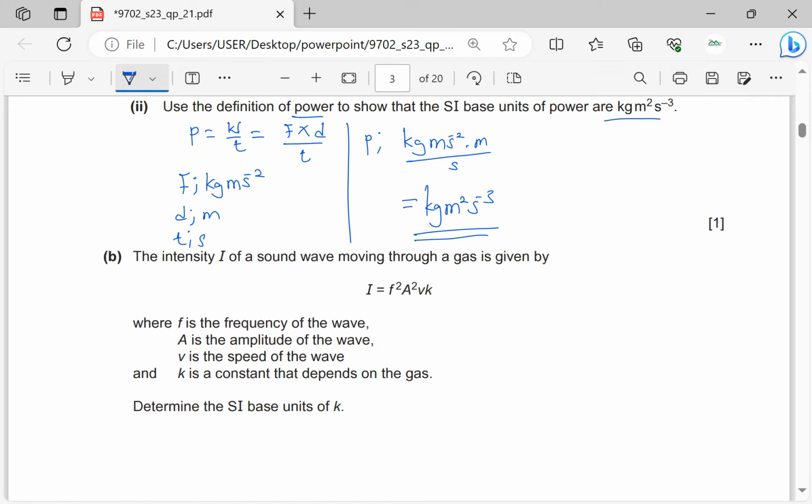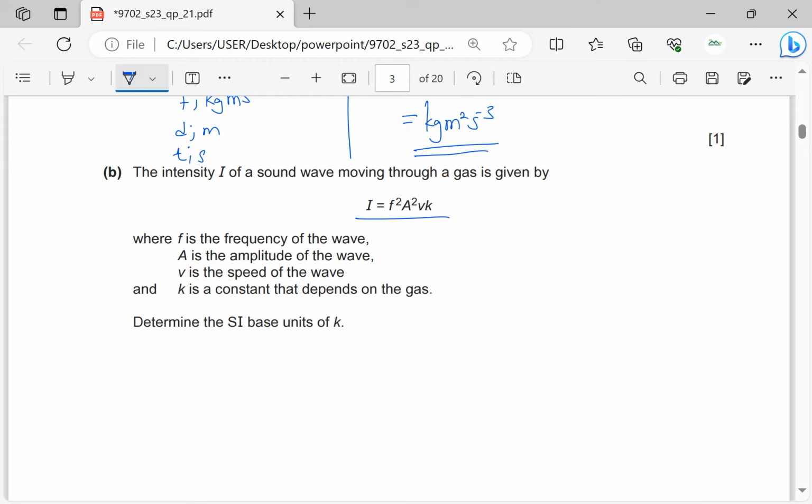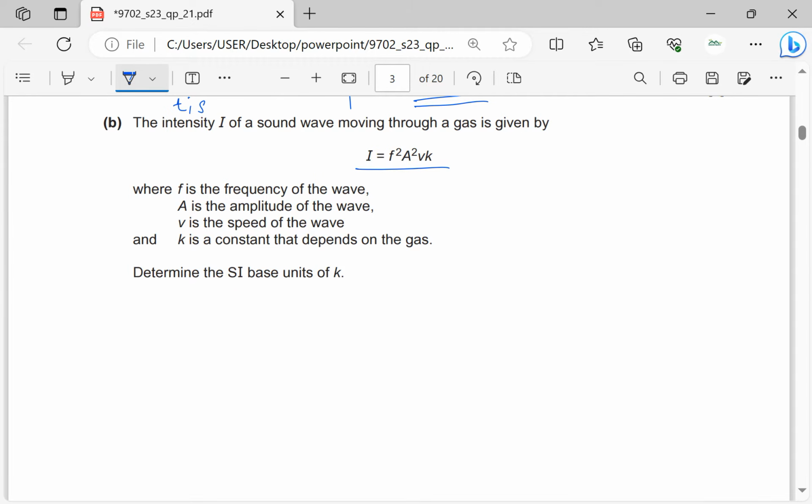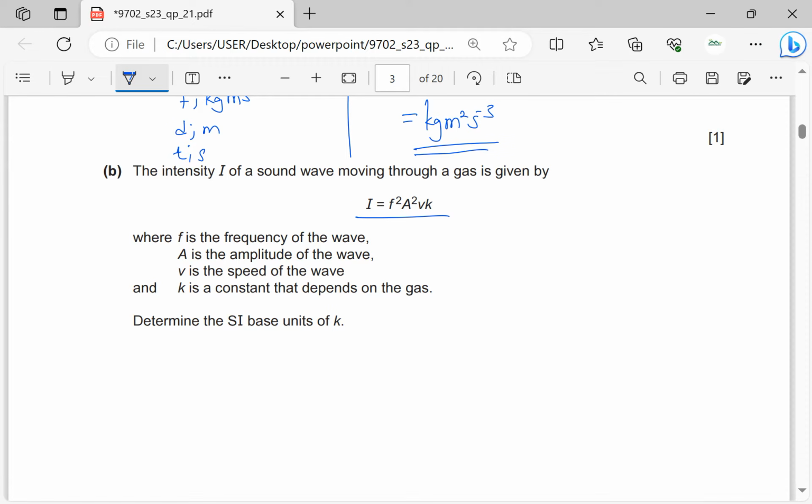The intensity of a sound wave moving through a gas is given by this equation. We have seen this equation in the past paper questions that I've solved, especially in physical quantities and units, where f is the frequency, a is the amplitude, v is the speed of the wave, and k is a constant that depends on the gas. Determine the SI base units of k. So I'll begin by making k the subject. So k is going to be intensity divided by f squared, a squared, and v.